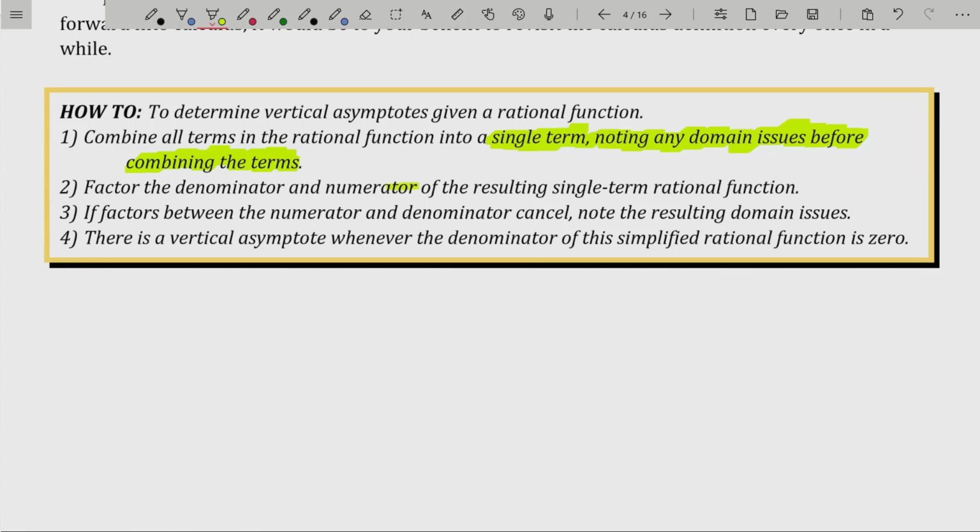Factor denominators and numerators. So that's the second statement. And then if factors between numerators and denominators cancel, which they did in our last example, note the resulting domain issues. In other words, note that, hey, yes, I know what I'm handing you looks like you can plug 1 into, but it turns out we canceled x minus 1 between numerator and denominator, which created a hidden little hole in our graph. So x can't be 1. Right? And then there's a vertical asymptote whenever the denominator of this simplified rational function is 0. And that's pretty much it. It sounds like a lot. It's actually not. You get so super used to this, you just run through it.